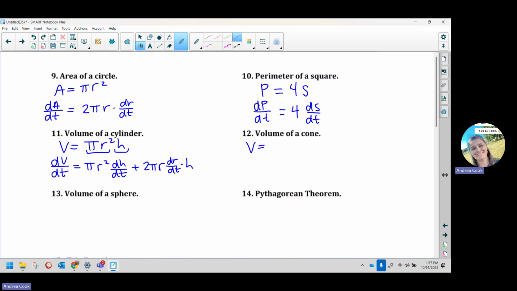I'm going to tell you, in case you forgot, volume of a cone is 1/3 pi r squared h, and volume of a sphere is 4/3 pi r cubed. And I hope we all know the Pythagorean theorem, a squared plus b squared equals c squared. I want you to try those three. Find the derivative real fast of all three of those.